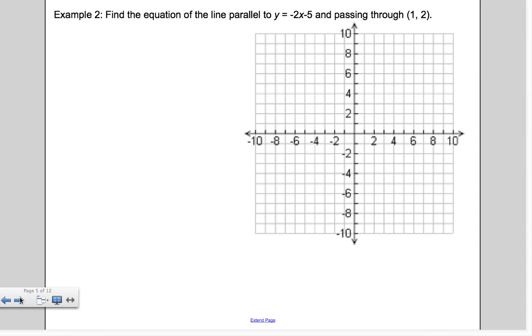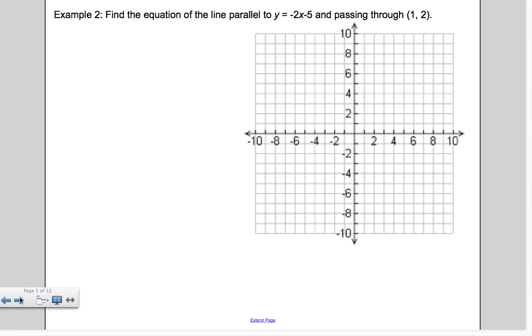So here's another question. Find the equation of the line parallel to y equals negative 2x minus 5 that's passing through the point 1, 2. I think I worded it a little bit better on the actual document. So here, how do we find that? We want an equation of the line that's parallel to y equals negative 2x minus 5, and it passes through 1, 2. How can we start?